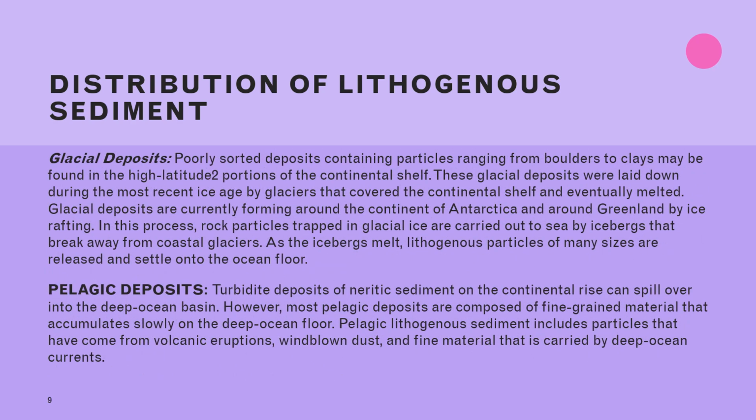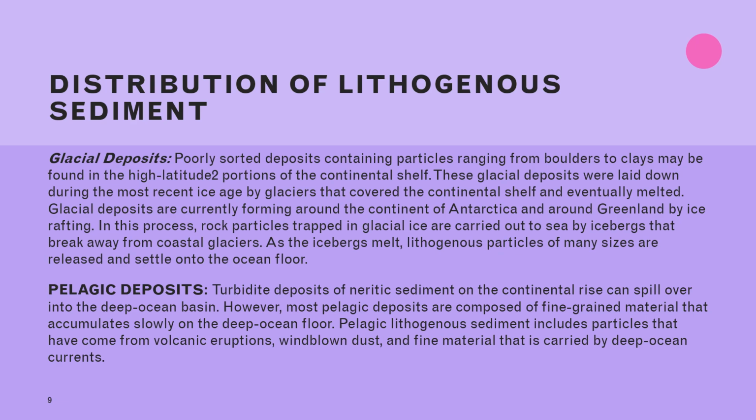Now, last from the neritic deposit is glacial deposits. Poorly sorted deposits containing particles ranging from boulders to clays may be found in high altitude portions of the continental shelf. These glacial deposits were laid down during the most recent ice age by glaciers that covered the continental shelf and eventually melted. And the glacial deposits are currently forming around the continent of Antarctica and around Greenland by ice rafting. In this process, rock particles trapped in glacial ice are carried out to the sea by icebergs that break away from coastal glaciers.